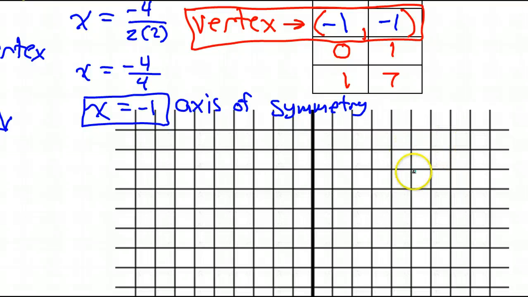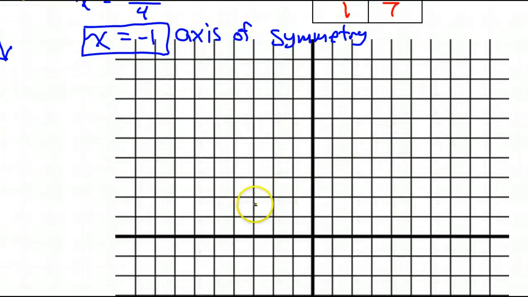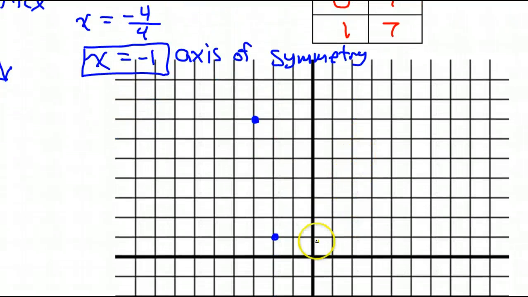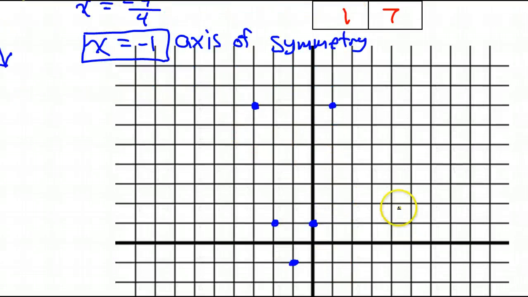So let's graph this thing. So -3, 7. Here's -3, 3, 6, 7. And what else we got? -2, 1. And then we've got -1, -1. And then the symmetry kicks in after that. And I know it's going to be 0, 1 and 1, 7. That's that balance I was talking about.